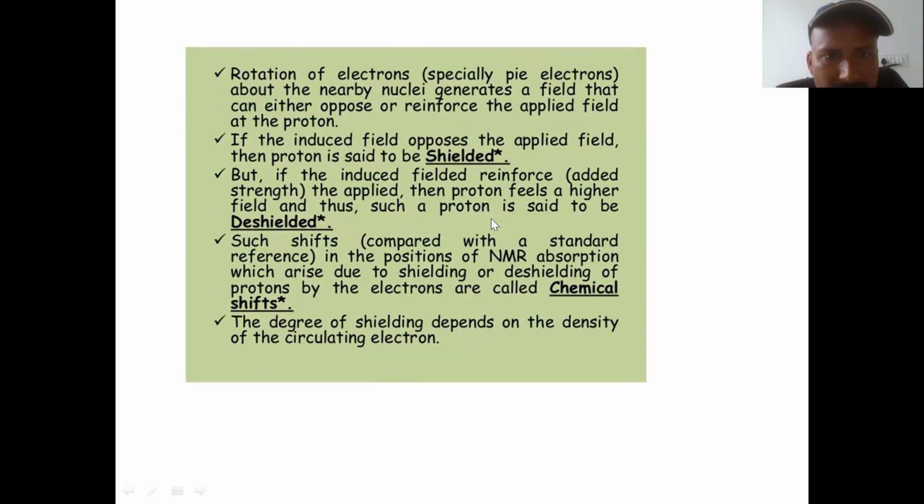But if the induced magnetic field reinforces the applied field, then the proton feels a higher field. Such a proton is said to be deshielded. Such a shift in the position of NMR absorption, which arises due to shielding or deshielding of the proton by the electrons, is called the chemical shift. The degree of shielding depends on the density of circulating electrons.